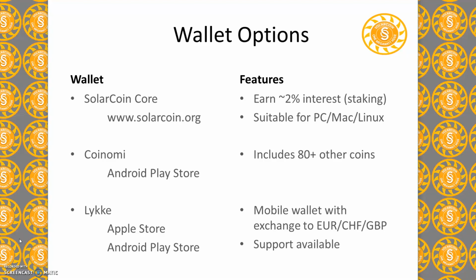So SolarCoin Core is the official SolarCoin wallet that you can get from www.solarcoin.org. Some of the nice things about that is that you can earn 2% interest by staking your coins. It's a little bit complicated to explain here. The process itself isn't really that hard to use, but essentially what that means is you can get your claim of solar coins from the SolarCoin Foundation for the energy that you generate, and by running the SolarCoin Core wallet you can actually get approximately 2% interest on top of your solar coins as well. So you get extra kickback by actually running the SolarCoin Core wallet.